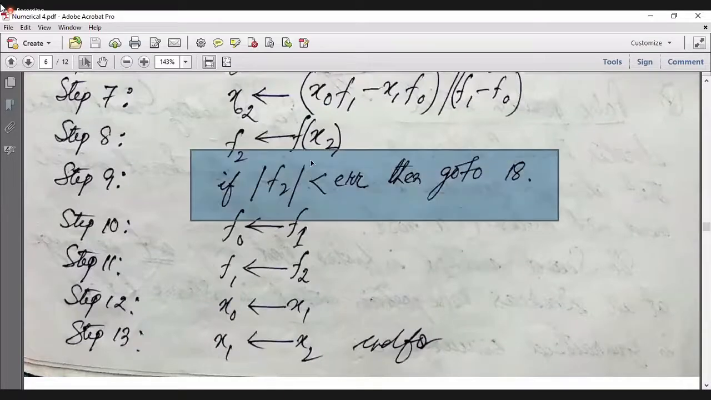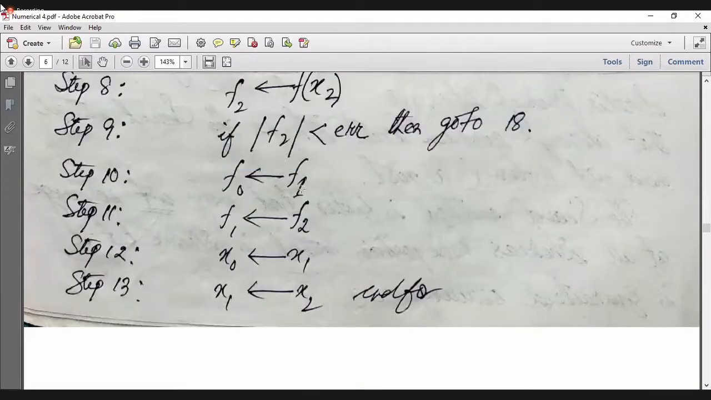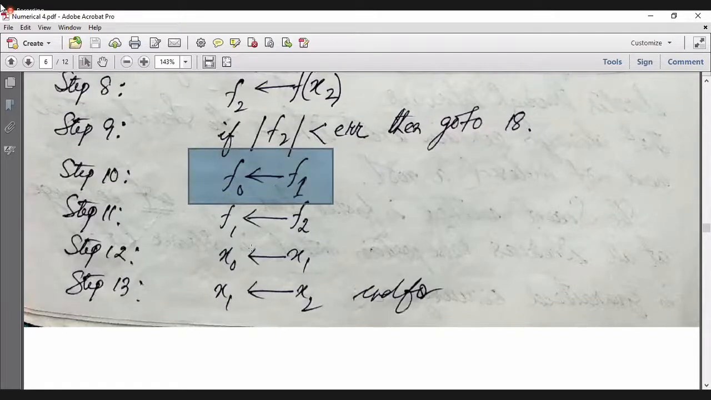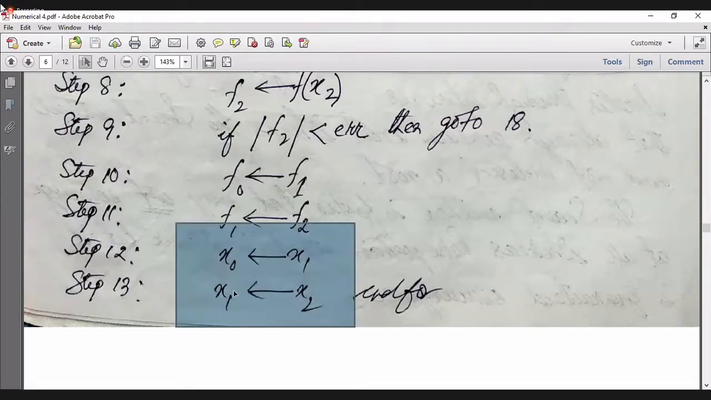Otherwise, in this method, we assign f1 to f0 and f of x2 to f1. There is no need to check the sign as we did in the bisection method or false position method. In those two methods, we normally check the values of those functions and then assign the value of x. But in this case, there is no need to check the signs of f of x0 and f of x2. Simply assign the value of x1 to x0 and x2 to x1. We are going to proceed this way.